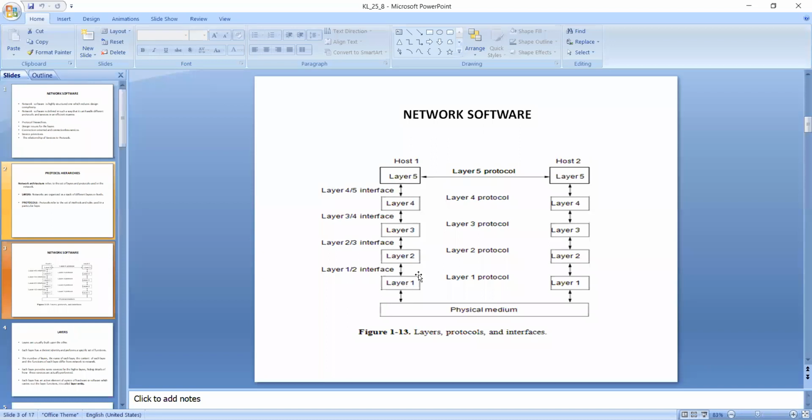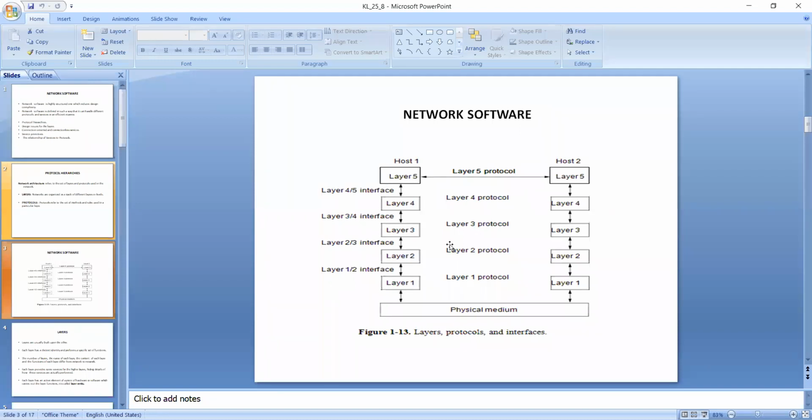And not only that, each layer performs different functions. The function performed by layer 1 is different from the function performed by layer 2. The function performed by layer 2 is different from the function performed by layer 3. For example, if layer 1 performs encryption, then layer 2 performs multiplexing. Say layer 3 performs congestion control. Layer 4 performs flow control. So different layers are meant to perform different functions. Even though there are many layers in a network, the name of each layer is different, and the function performed by each layer is different.